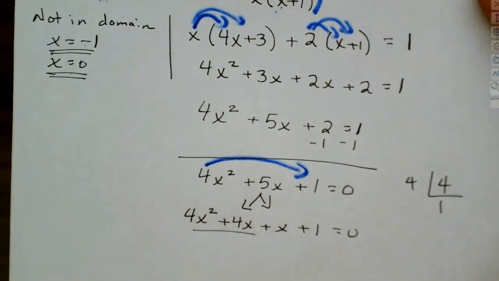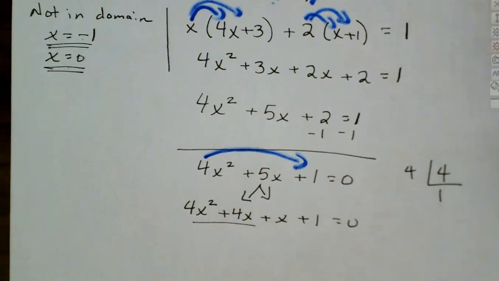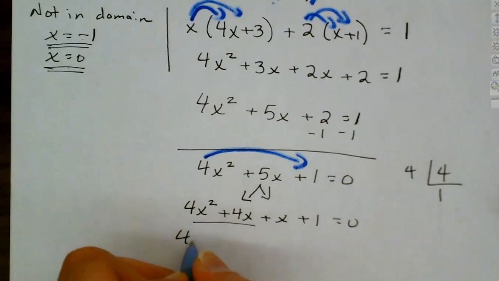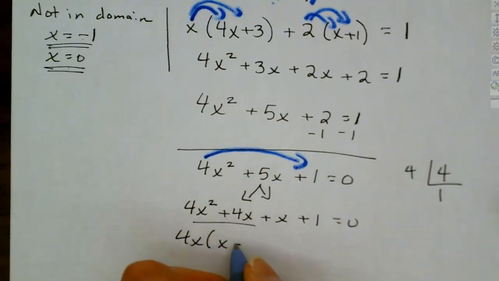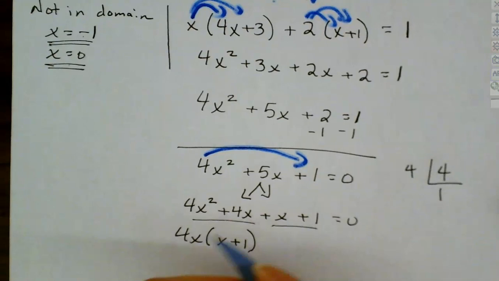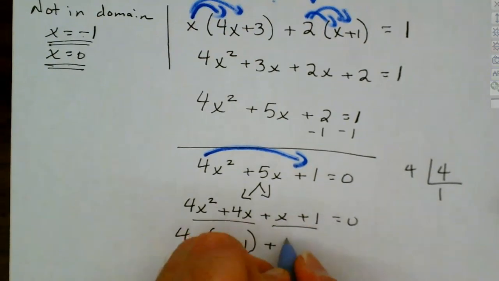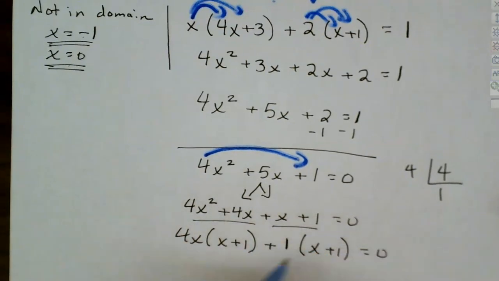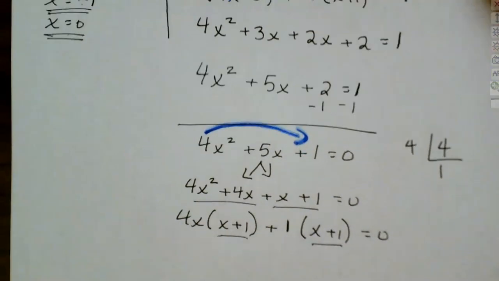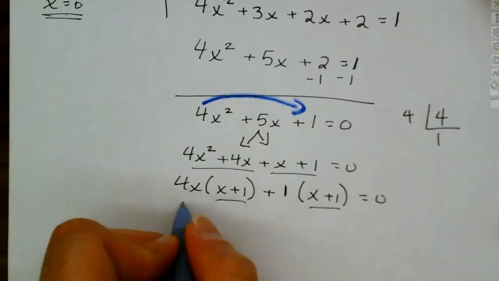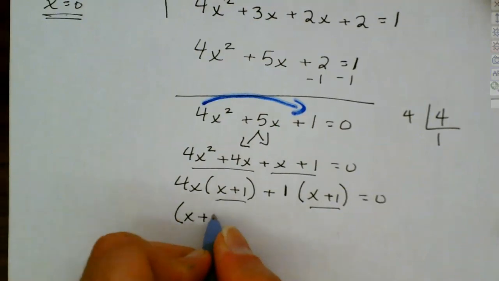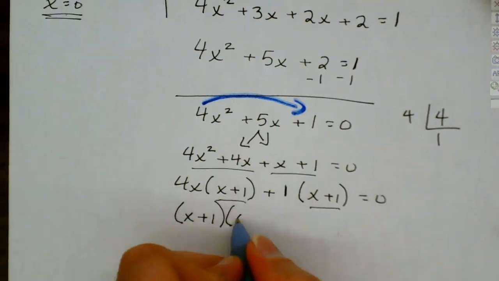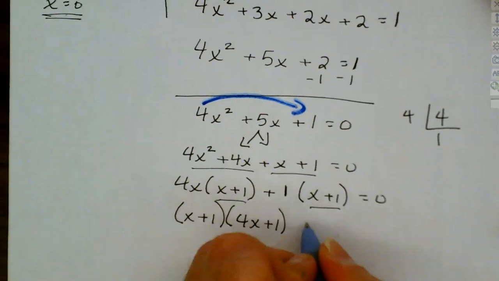And we group. What can we group out of the first two pieces? 4x. Okay, so that comes out. And that leaves you with an x plus 1. The next two pieces, nothing's in common, but I can always take out a what? 1. Are my groupings identical? Yes. So now we've got, when I rewrite it, x plus 1 comes out, 4x plus 1 left over.